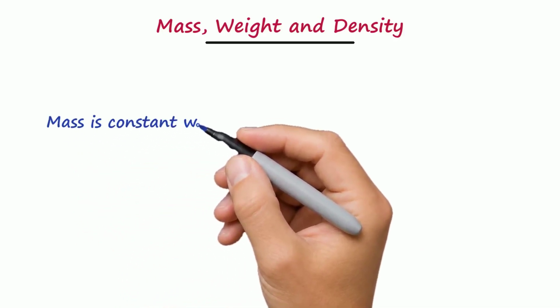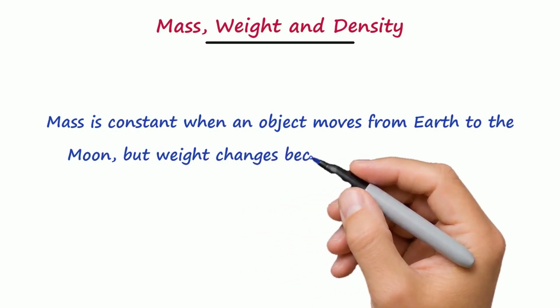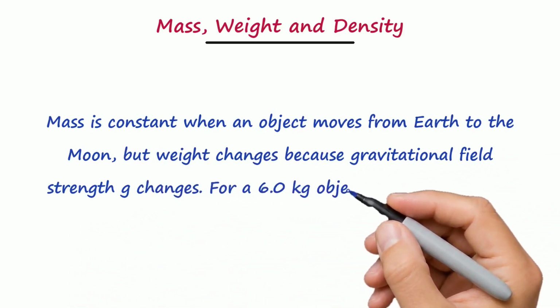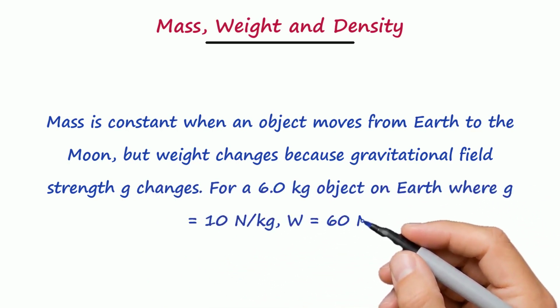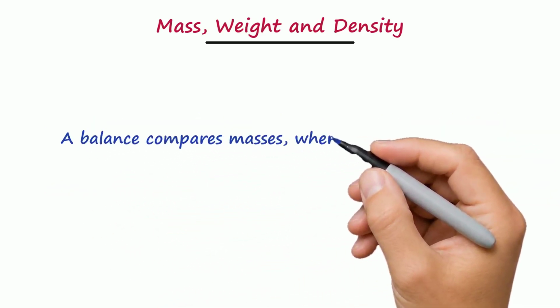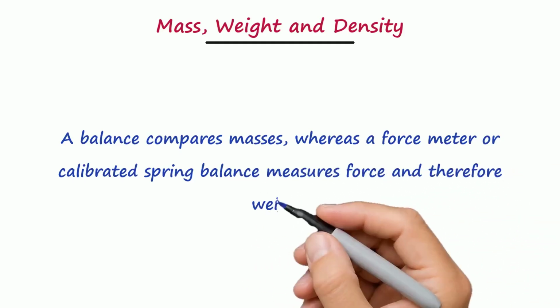Mass is constant when an object moves from Earth to the Moon, but weight changes because gravitational field strength g changes. For a 6.0 kilograms object on Earth where g equals 10 N/kg, W equals 60 N. A balance compares masses, whereas a force meter or calibrated spring balance measures force and therefore weight.